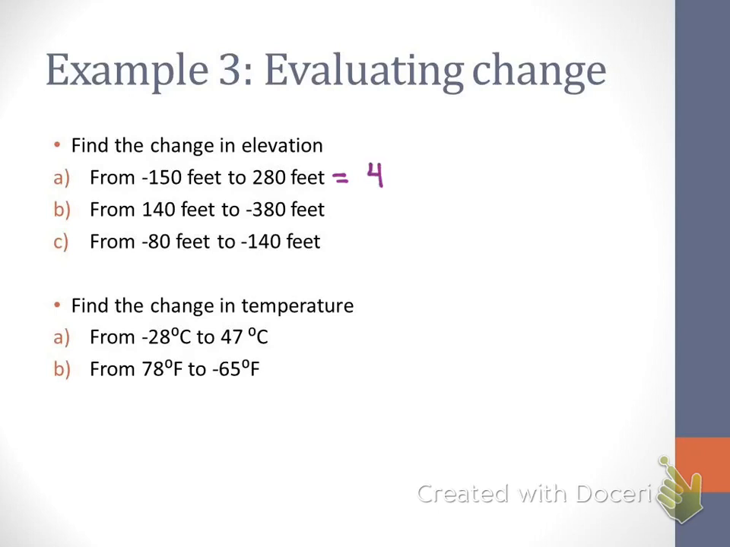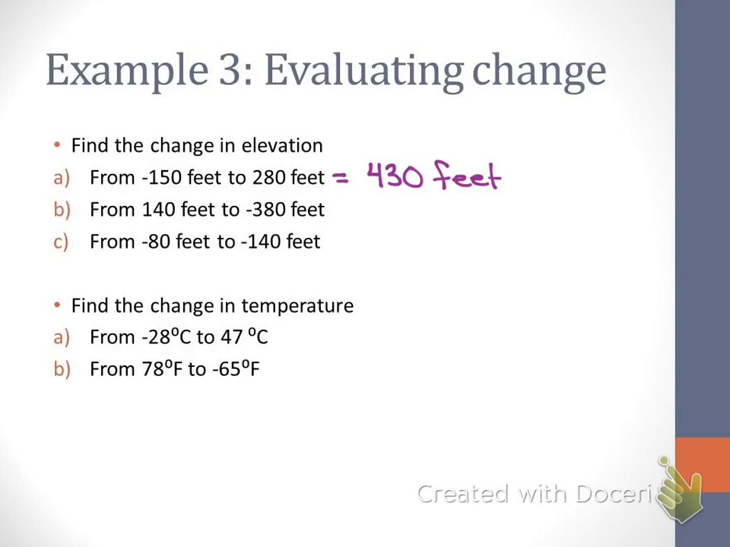Now let me ask you this. It's 430 feet. Is it positive or negative? It is positive because I went from -150 to positive 280. So that's a positive change in elevation. Now what about B? Now I'm going from 140 to -380. So I'm at 140. How many from 140 to 0? 140. How many from 0 to -380? 380.